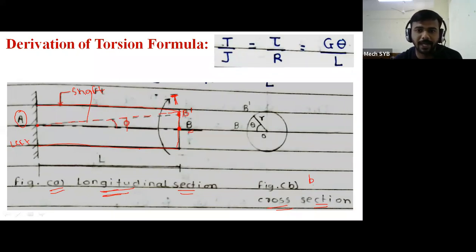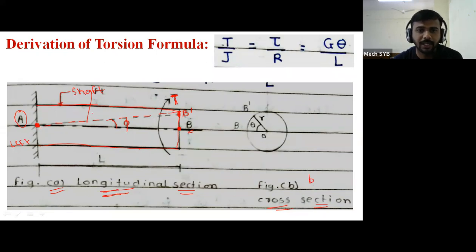Because I have applied the T amount of torque at the free end, the shaft is twisting, and due to that twisting, the point B present at the free end is shifted to B dash. But there are no changes at point A. If you see the left side, there are no changes, because point A is totally fixed.